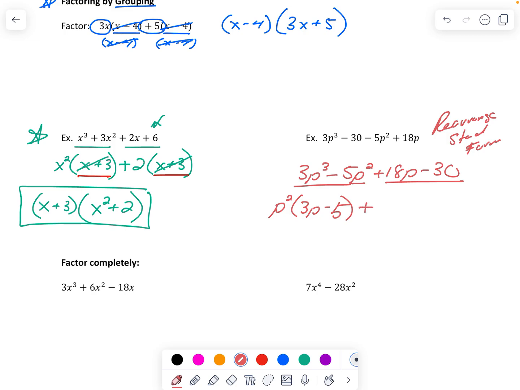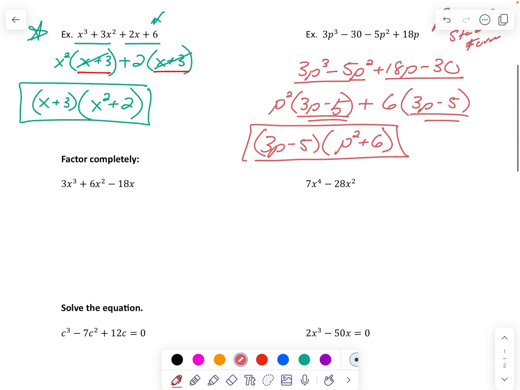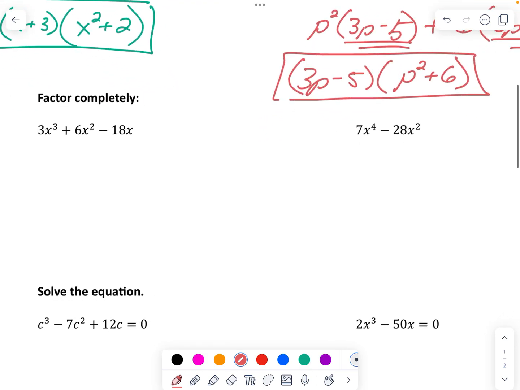Plus, what's in common here is 6. When we divide everything by 6, we're going to get 3p minus 5. Again, that better be the same. So now we can take that parenthesis out, and what's left is p squared plus 6, and we are done. So when you see 4 terms, you need to do that factoring by grouping. Make sure it's in standard form first, but that's how we're going to approach those.